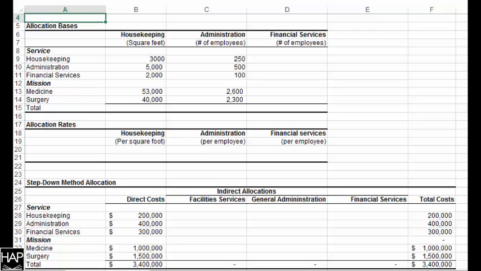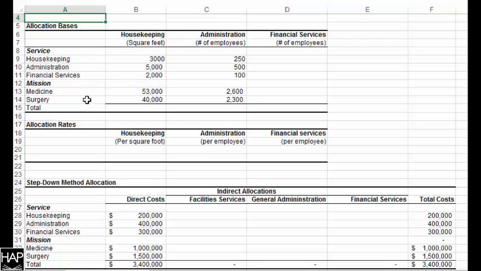In order to do this step-down allocation method to figure out how much of each support service the mission centers are responsible for, I've gotten this information from Wellspring Community Hospital. So they've provided me with the number of square feet in each department because that's the cost driver for housekeeping. They've also given me the number of employees in each department in administration and all of the other services, because the number of employees is the cost driver for administration and financial services.